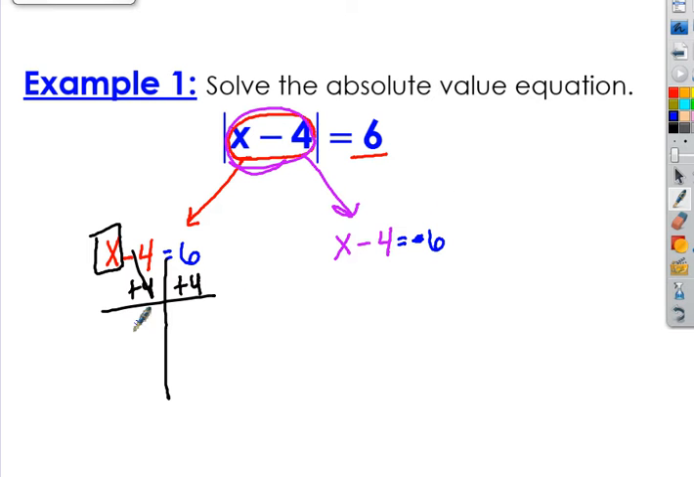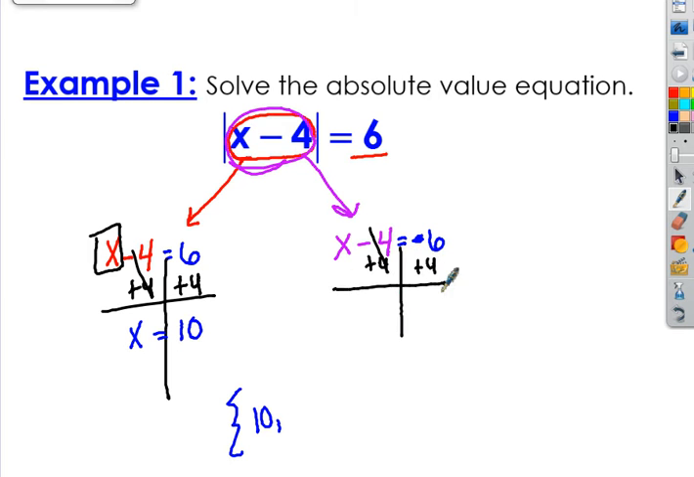And when I do that, I get x is equal to 10, and that's solved. So 10 is one of my answers. The other one, I would add 4 again to both sides, and x is equal to -2. So the answers could be -2 or 10.